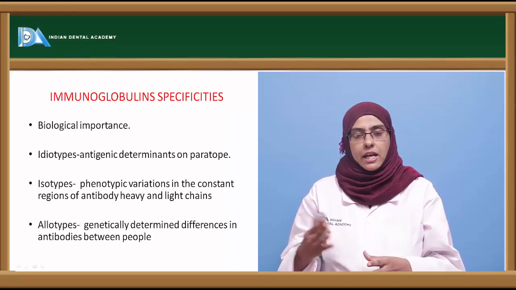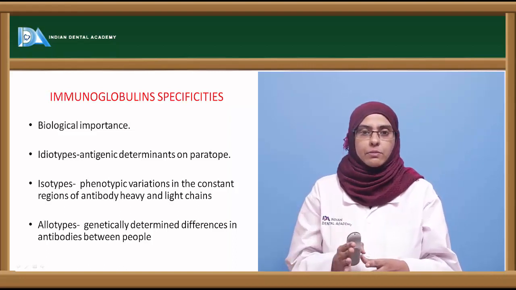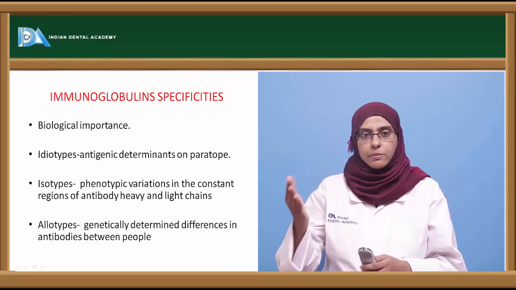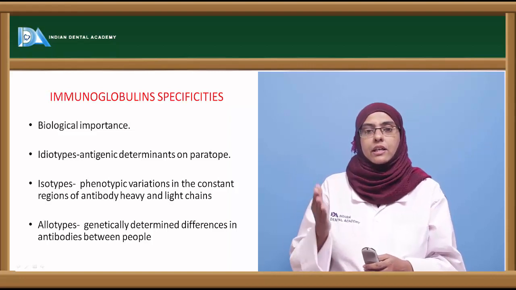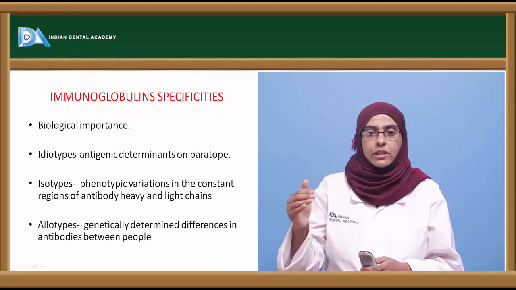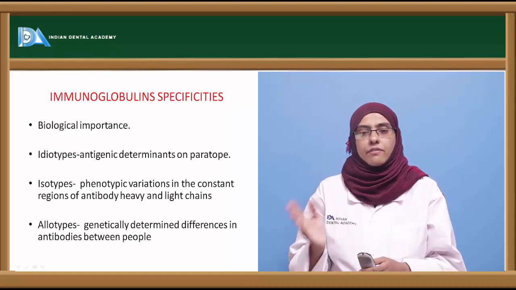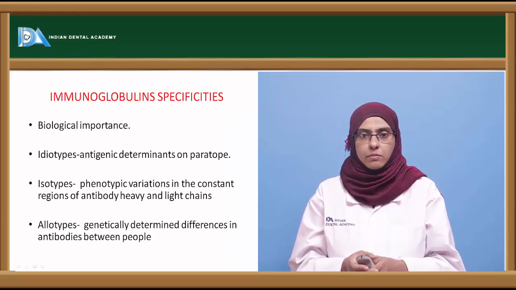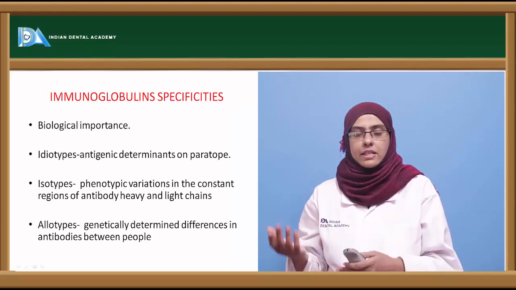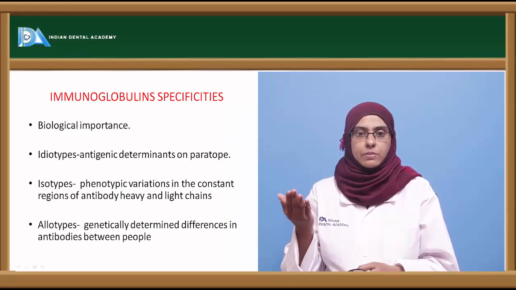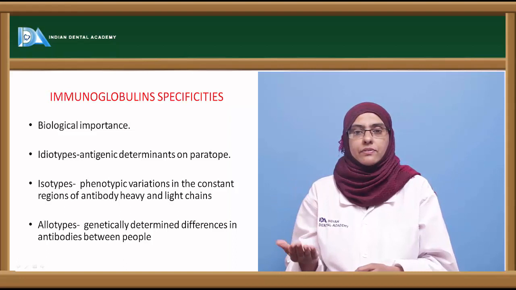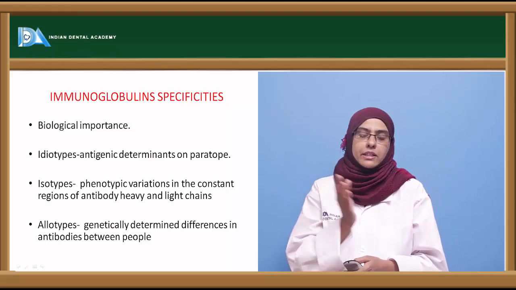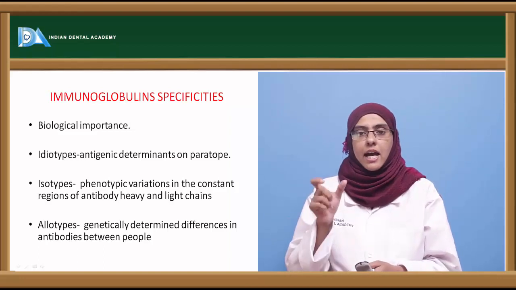Now coming to the isotypes, as already discussed, there are 5 isotypes of antibody molecule, which are structurally and genetically distinct. Based upon the different constant regions, you can classify the antibodies into 5 major types. They are called phenotypic variants in the constant region of the antibody molecules, of both the heavy chain as well as the light chain. In the heavy chain, based upon these isotypic determinants, you can classify them into IgG, IgA, IgD, IgM and IgE, whereas in the light chain, you can classify them into either kappa or lambda type. That is called the isotypic determinant.